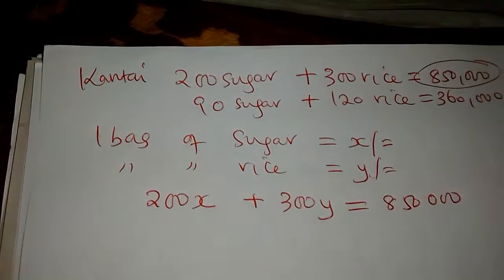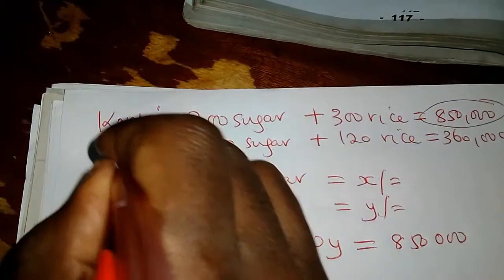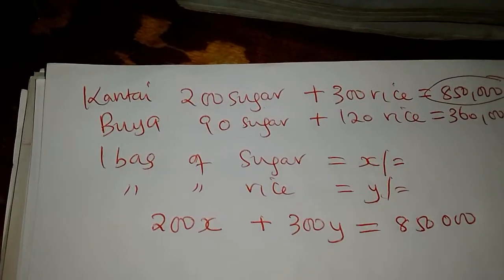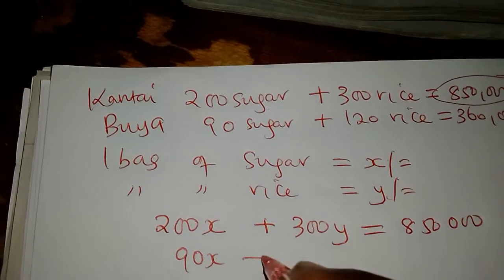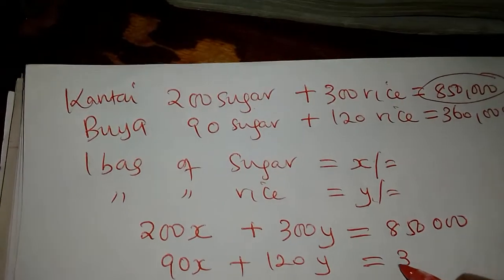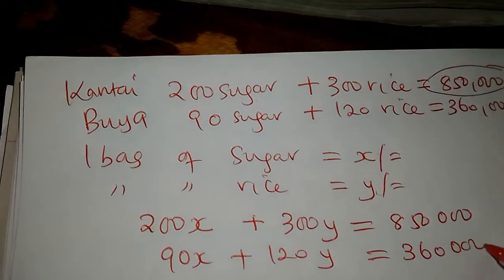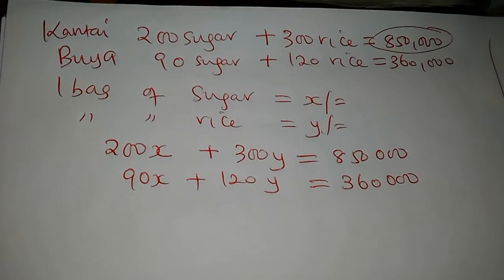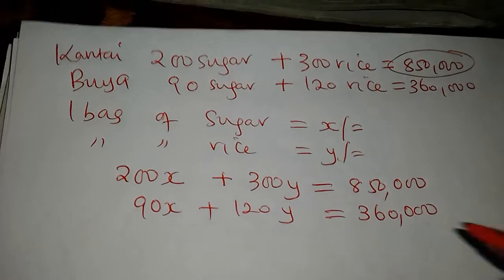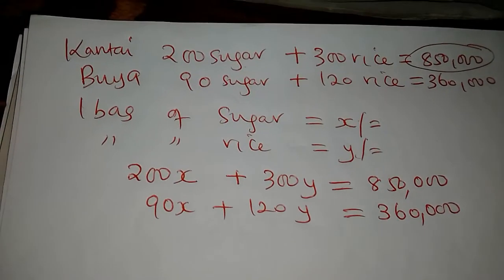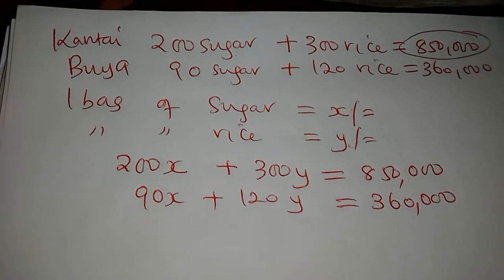Good. Then come back and say, what happens to Buya? Buya buys 90 bags of sugar. So 90 times X, then 120 times Y. This one has to get equated to 360,000 Kenyan shillings. Thousands now. So to finish this, we have to simplify these equations because they are very huge numbers that can bring problems in terms of calculating.